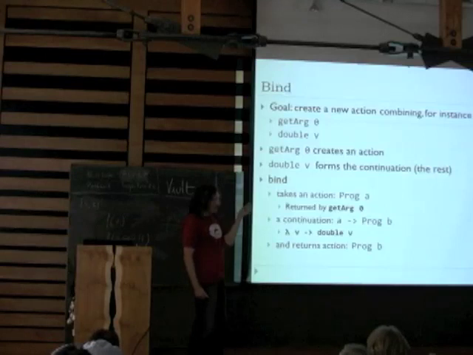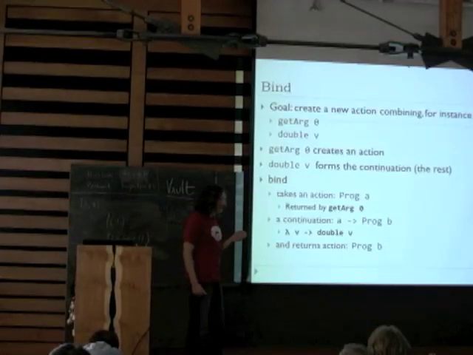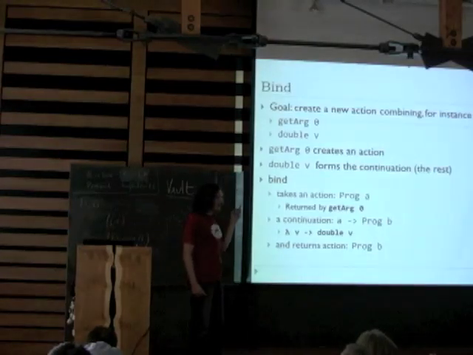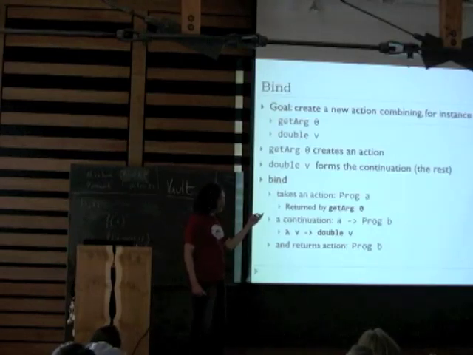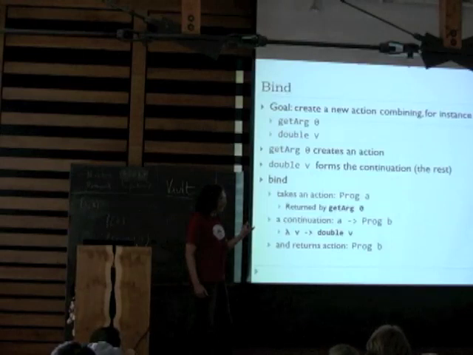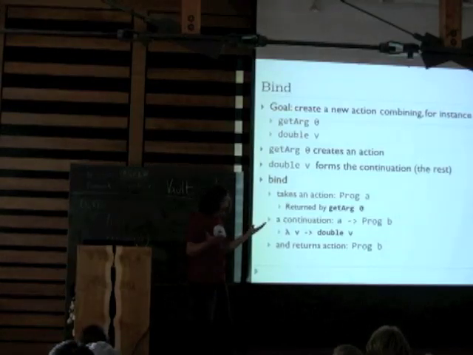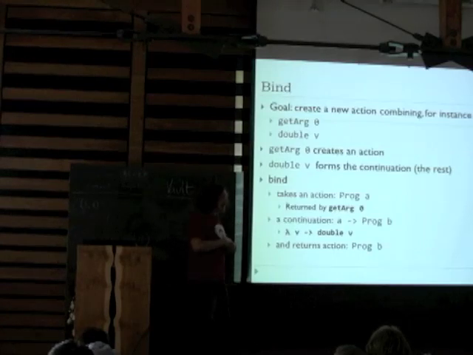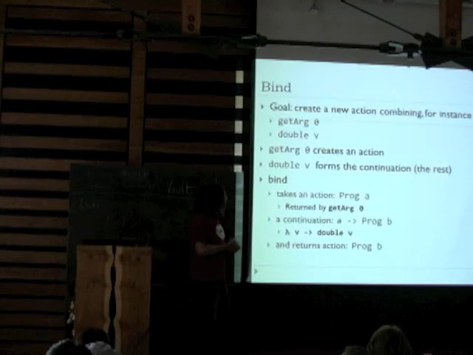So I want to do something like a crazy thing. I want to take the zeroth argument, and I want to double it. But when I'm calling get arg with zero, I don't get this value. I get a promise to get this value. And here I have another function that takes a value and returns a promise to double this value. How do I combine these? When I bind them, I want to get a function that will do both things: one action that takes the zeroth argument, doubles it and gives it back to me.